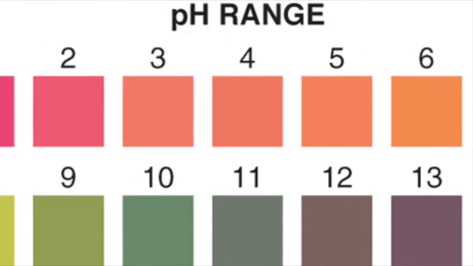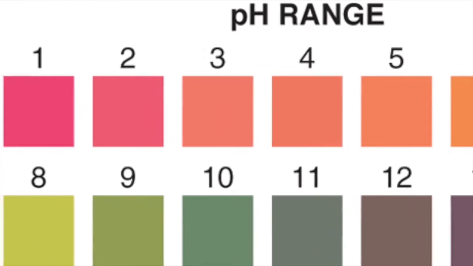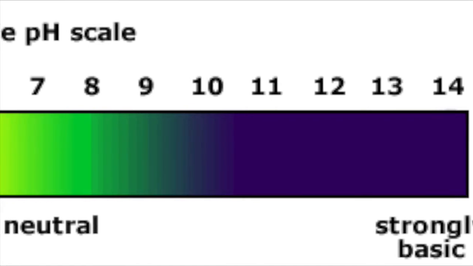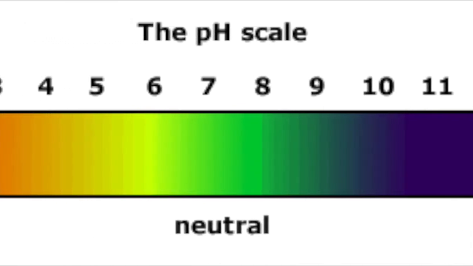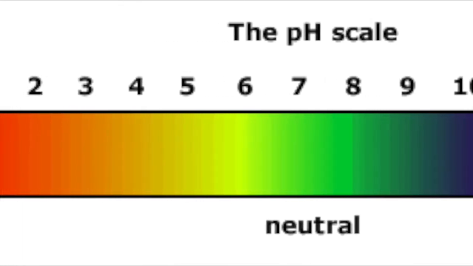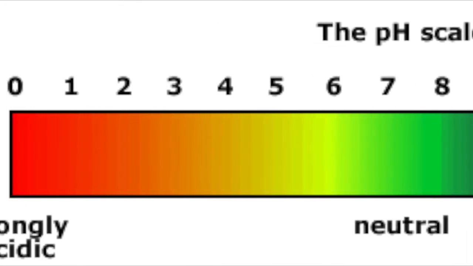The pH scale is written from 0 to 14, with numbers before 7 representing acids and numbers after 7 representing bases. An acid is a substance that donates hydrogen ions. A base is a substance that accepts hydrogen ions.